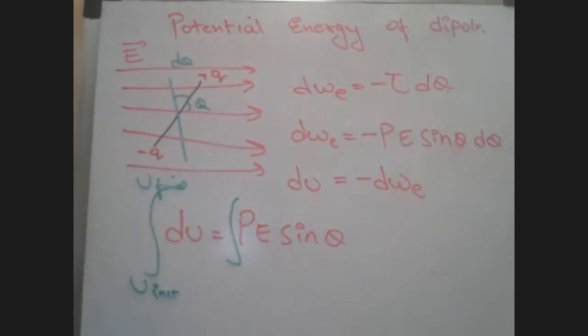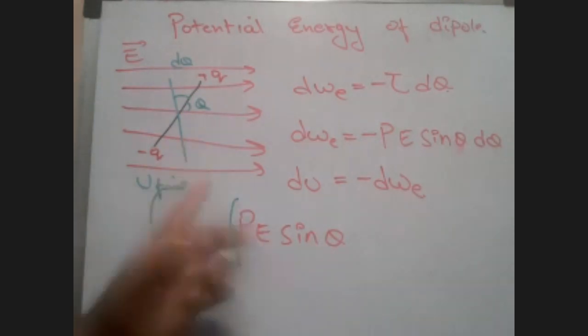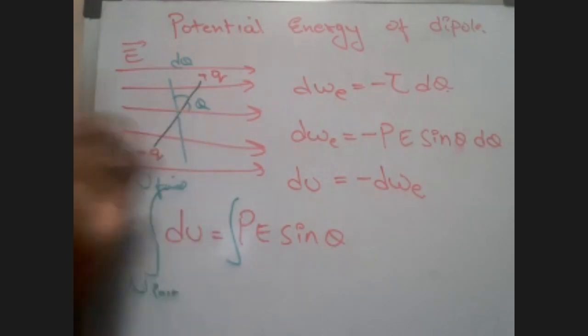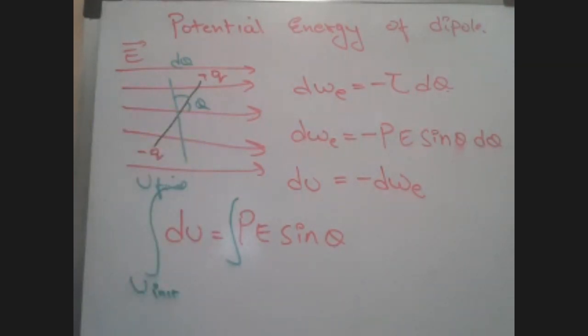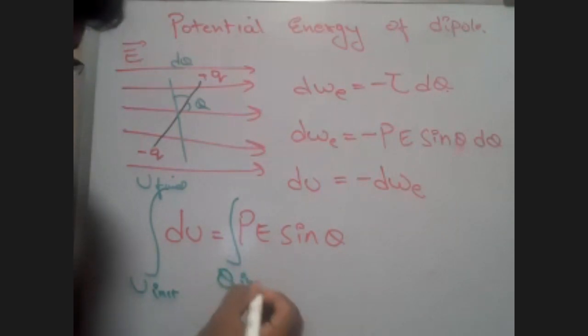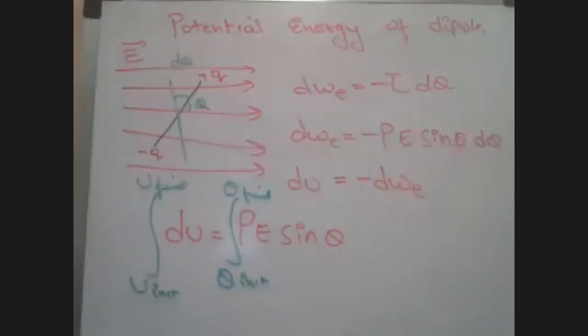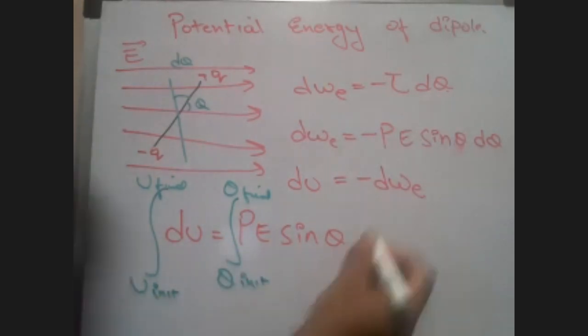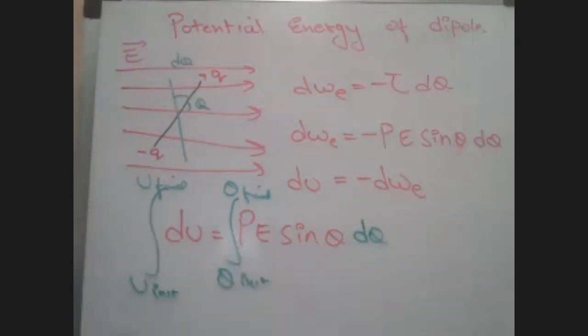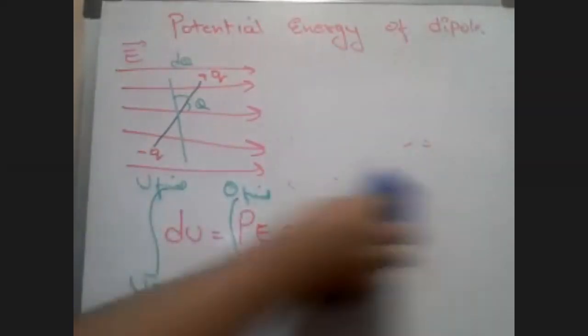U initial, U final. And of course PE sin theta. What is theta? It is a variable. I moved from theta to d theta, so I can write theta initial to theta final. Now tell me quickly, what is going to be the integration of this? Of course, I'm going to integrate it with respect to d theta. The integration of sin theta is... PE cos theta final minus cos theta initial. Yes, someone told me the answer directly.